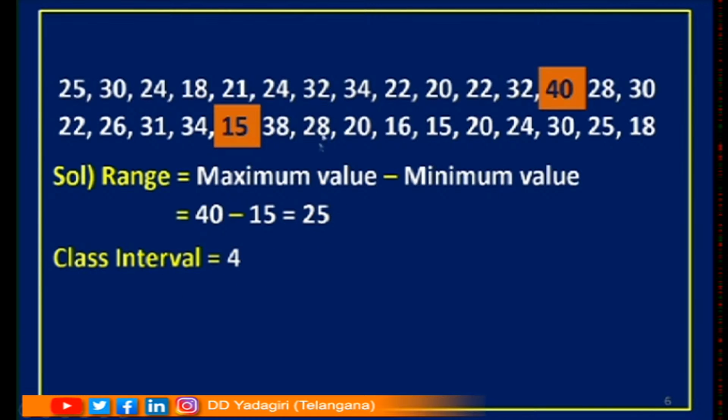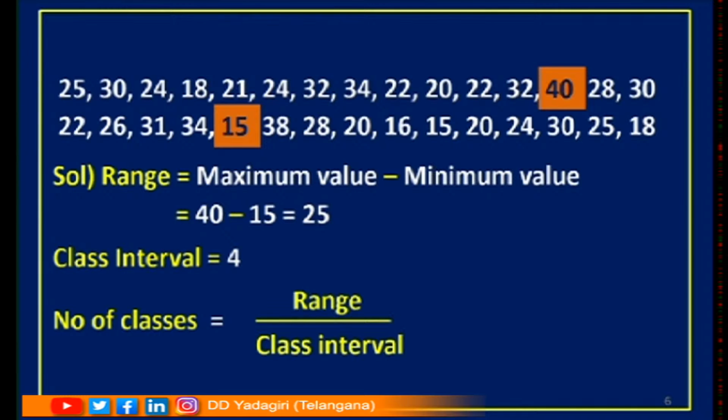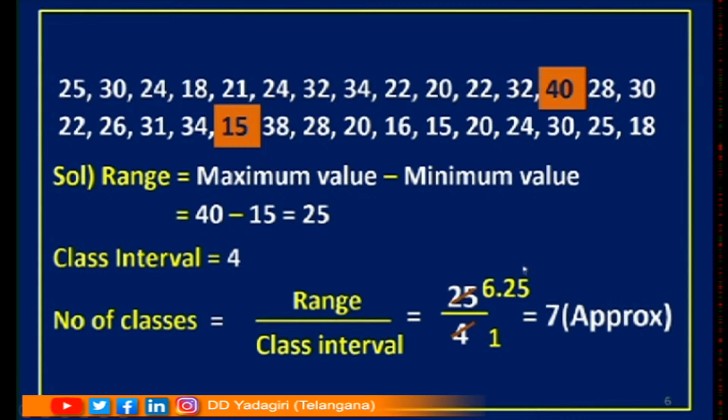Now, the class interval is taken as 4. In the question they ask you to take the class interval as 4. So, here we are taking the class interval as 4. How to find the number of classes? Yes, it is range by class interval. What is range? It is 25 divided by 4. When we divide this, what will you get? 6.25, you will get 7. See children, here we have to take the next integer. So, the next integer of 6.25 is 7. Now, tell me how many classes we will get here? Yes, we will get 7 classes.